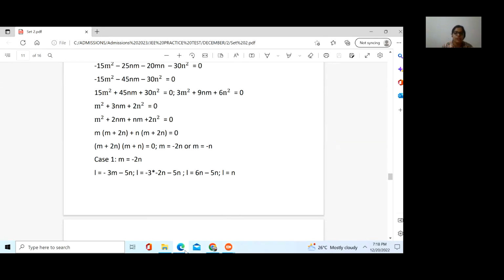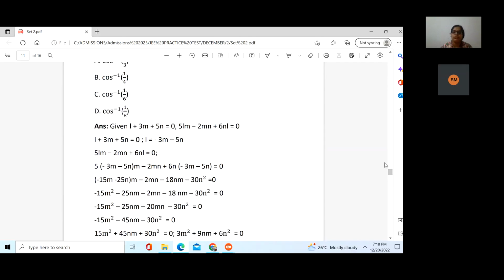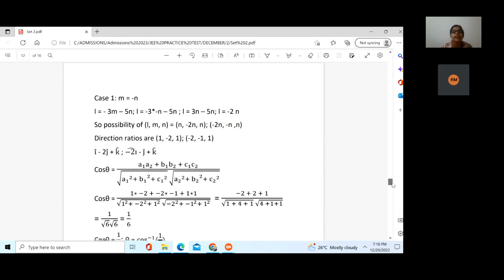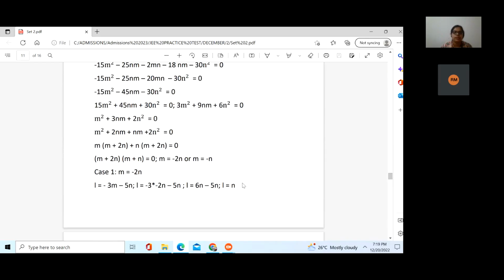So how to do this? In the first case, the value of m is equal to minus 2n. Once I have m equal to this value, I'll be able to find l because I know l is equal to minus 3m minus 5n. I'll substitute it and derive the value of l. So in the first case, after substituting m is equal to minus 2n, I can solve this and get the value of l as n.